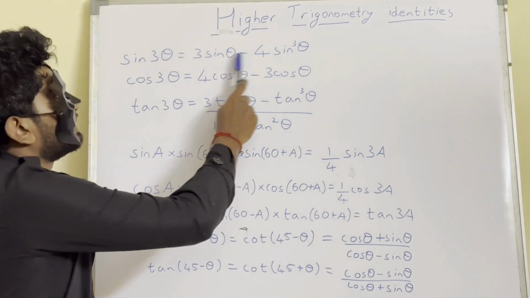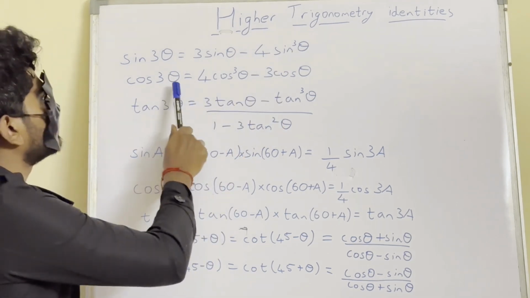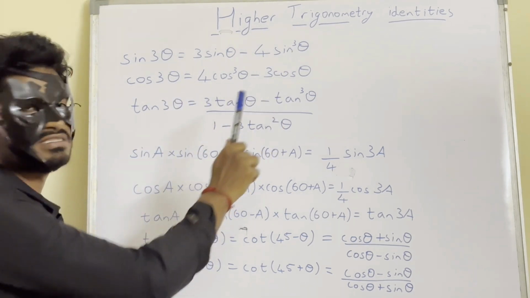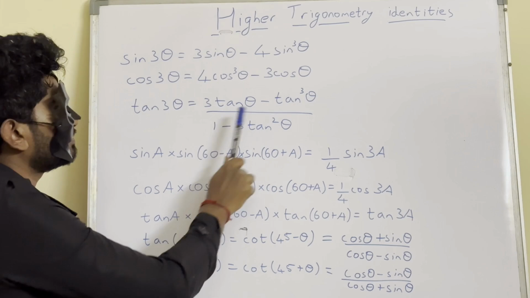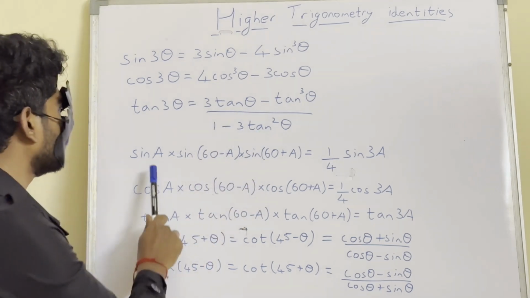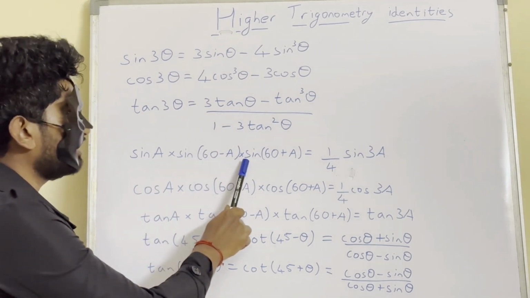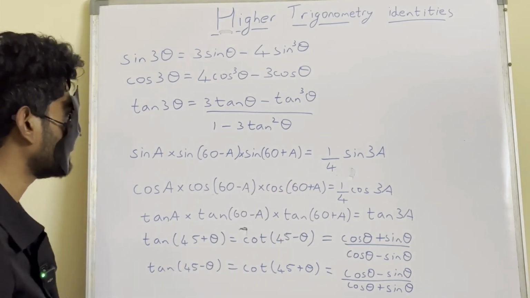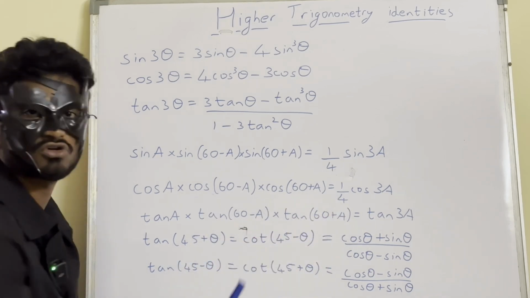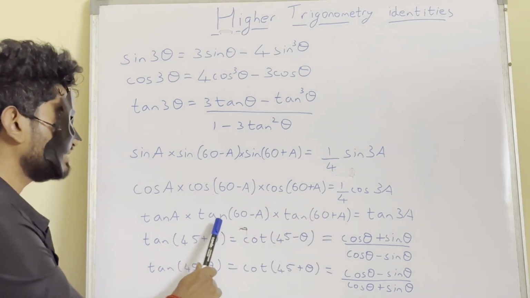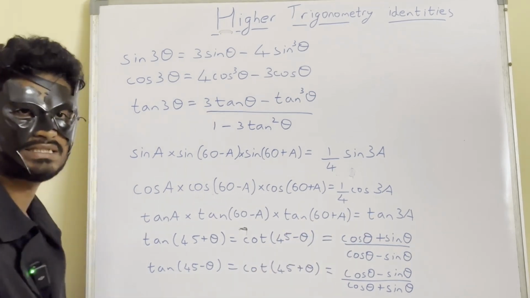to 3 sin theta minus 4 sin cube theta. Cos 3 theta is equal to 4 cos cube theta minus 3 cos theta. Tan 3 theta is equal to (3 tan theta minus tan cube theta) by (1 minus 3 tan square theta). Sin A into sin (60 minus A) into sin (60 plus A) is equal to 1/4 sin 3A. Cos A into cos (60 minus A) into cos (60 plus A) is equal to 1/4 cos 3A. Tan A into tan (60 minus A) into tan (60 plus A) is equal to tan 3A.